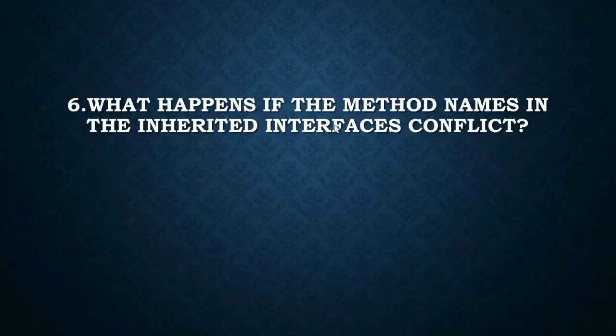Next one is, what happens if the method names in the inherited interfaces conflict? A problem could arise when the methods from various interfaces accept different data. But when it comes to the compiler itself, there should not be an issue. So this is the answer to the sixth question.